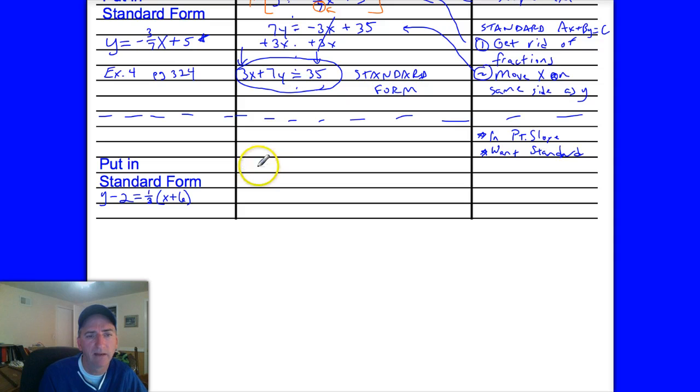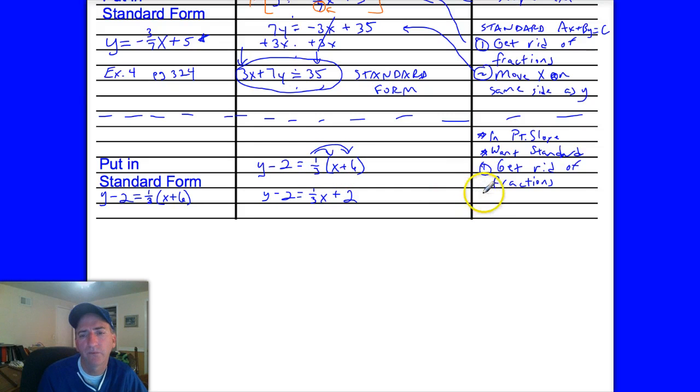So here's what we have. Let's copy it here in the middle: y minus 2 is equal to 1/3 parenthesis x plus 6. Well, the first thing we have to do is get rid of the fractions. From what I've seen from many of you, what we ought to do is just go ahead and distribute that 1/3. So let's simplify and make it y minus 2 is equal to 1/3 x, and then take 1/3 times 6, which is 6/3, or 2.